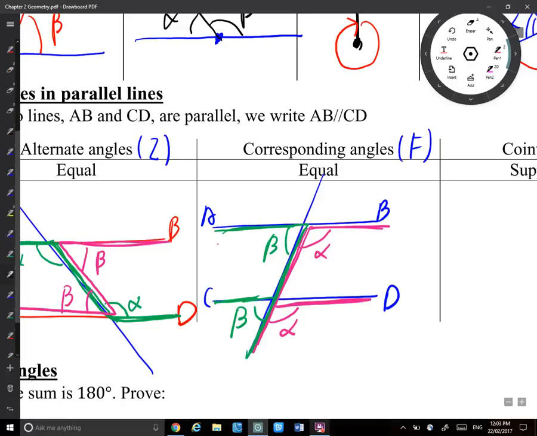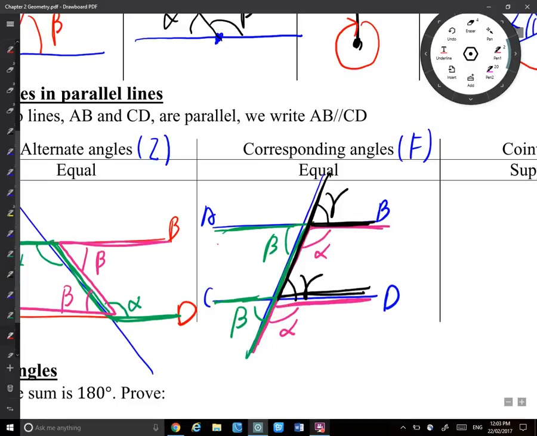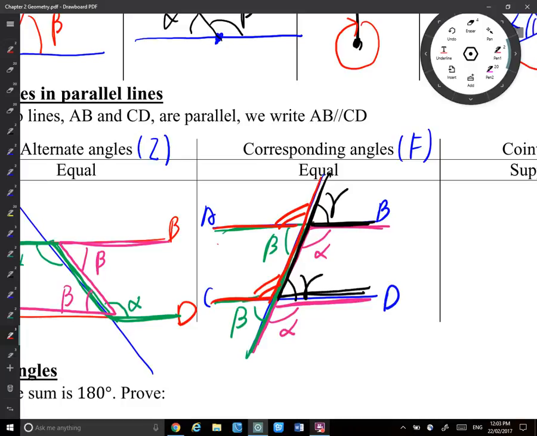I can also find, for example, an F shape here. That's an inverted F shape. See these black lines? Let's say that's sigma, and that one will be equal. And also those two will be equal because that's another F shape. Those two will be equal as well. So we can find four pairs of corresponding angles here.